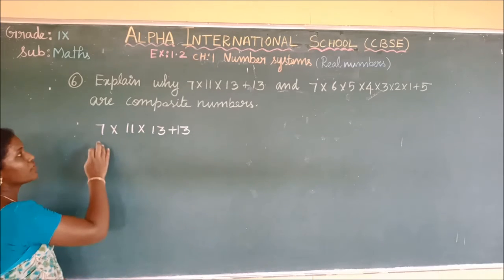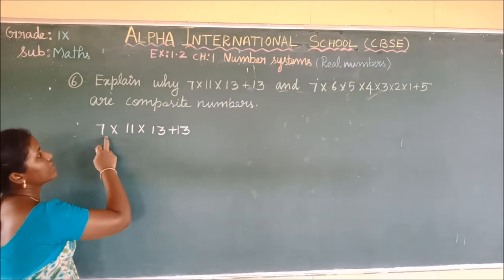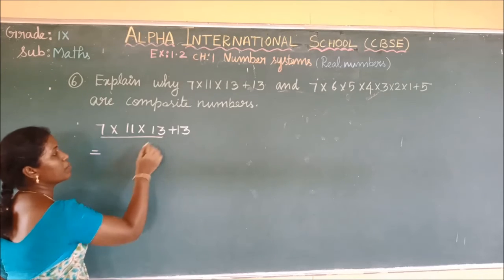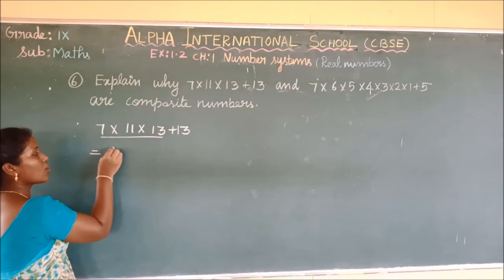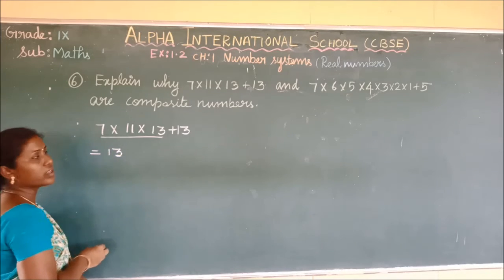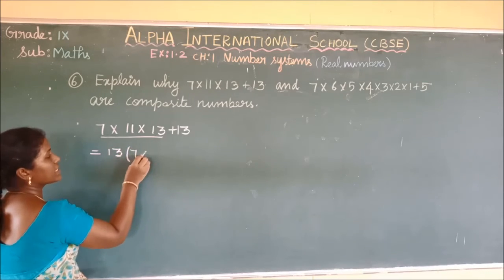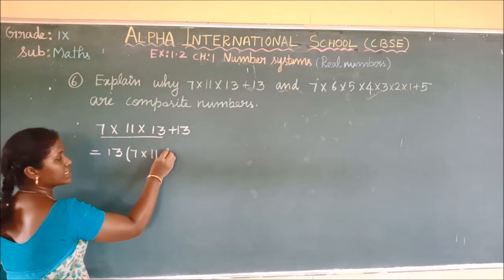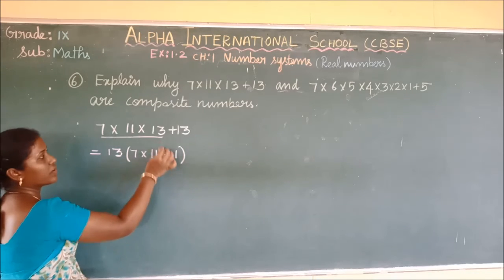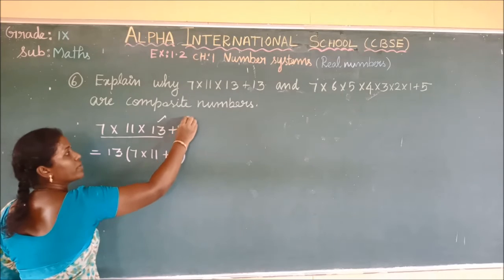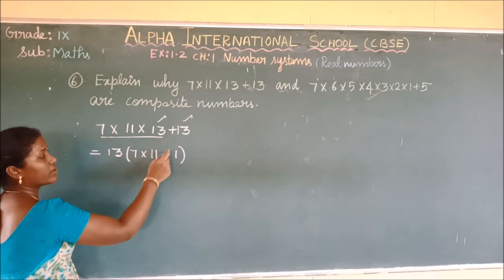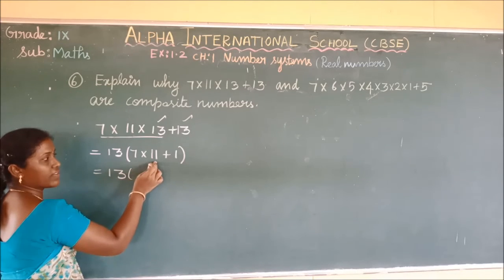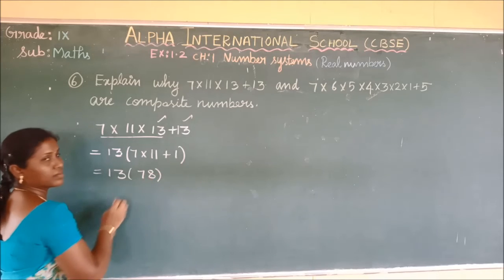Okay. So, see here, the first expression I am taking is 7 into 11 into 13 plus 13. This number is a product plus 13. Shall we take 13 common from these two? If we take 13 common, what will be the remaining? 7 into 11, and 13 we took common from the plus 13, so 1. So 7 into 11 plus 1. So we are having 13 into, 7 into 11 is 77, plus 1 is 78.